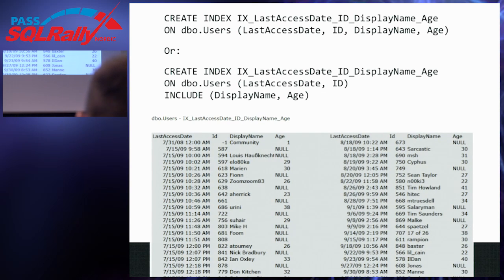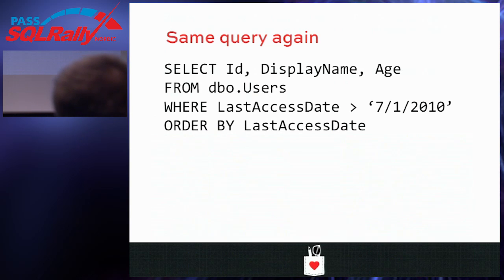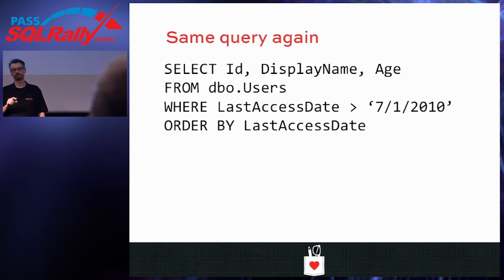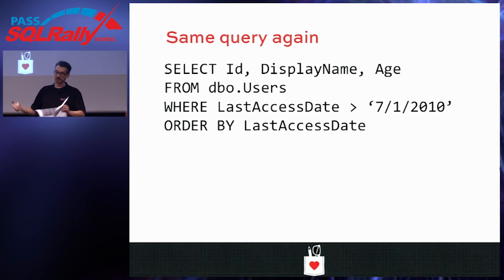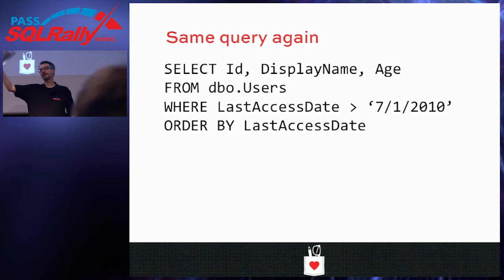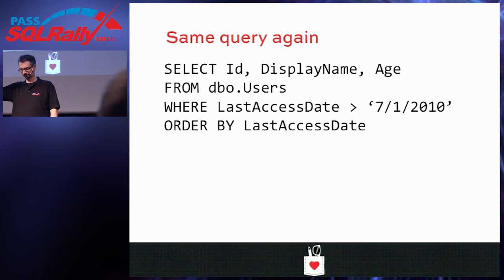So now I have 3 copies of my table, or rather you have 3 copies of my table: the clustered index, the gray index, and the black index. I'm going to give you a query. Select ID, display name, and last access date, order by last access date. This is really pretty simple now that you have the gray copy. It has all of those fields.